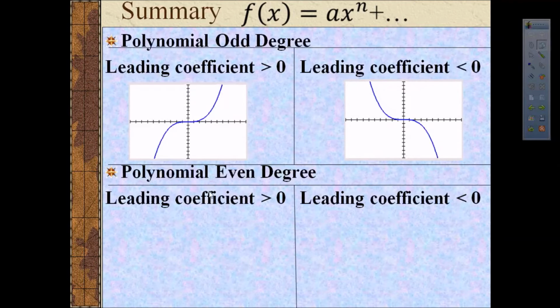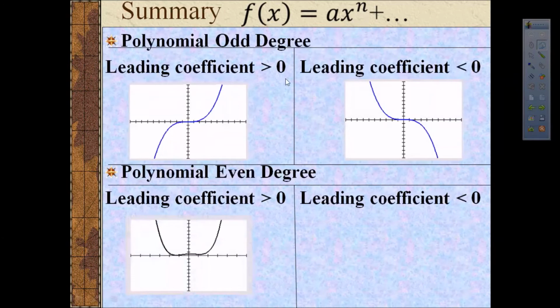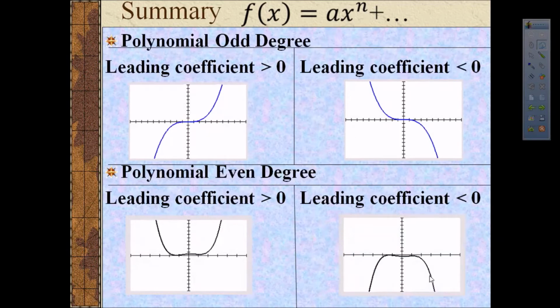Now, if you have a polynomial of even degree, that is, you're starting out with ax squared, ax to the fourth, ax to the sixth, any even power of x as your leading term, well, when the coefficient is greater than 0, you'll see a U shape where the U opens upward. If the coefficient is less than 0, that is a negative value for a, we'll see a basic U shape that opens downward. And again, the rest of the terms cannot affect the basic outside behavior of the graph, only how much it wiggles around inside.